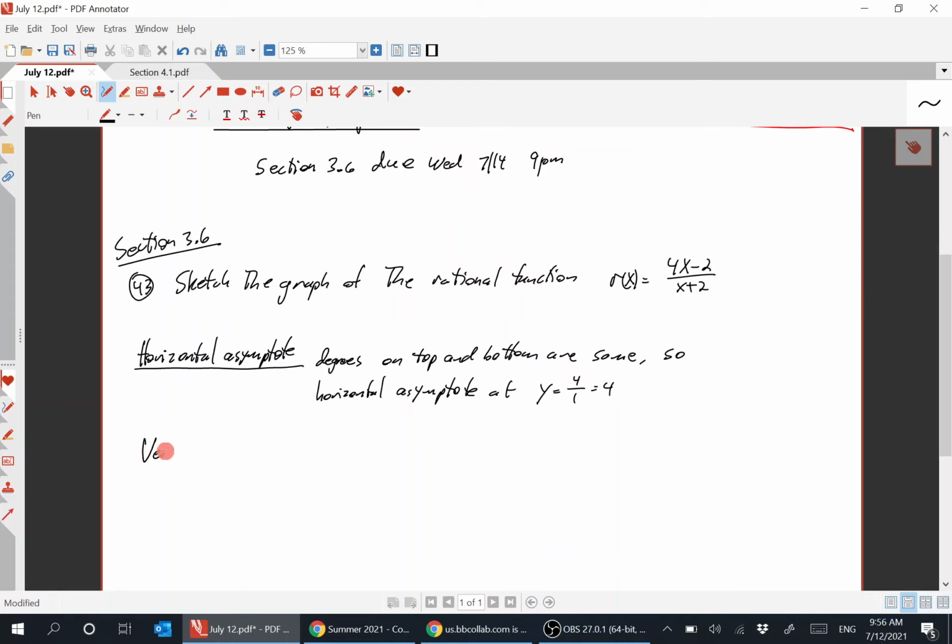And then vertical asymptotes, you look at where the bottom is equal to 0 and the top is not. The bottom is equal to 0 at x equal to negative 2, and at x equal to negative 2, the top is not equal to 0. It's equal to negative 10. So the vertical asymptote is at x equal to minus 2.